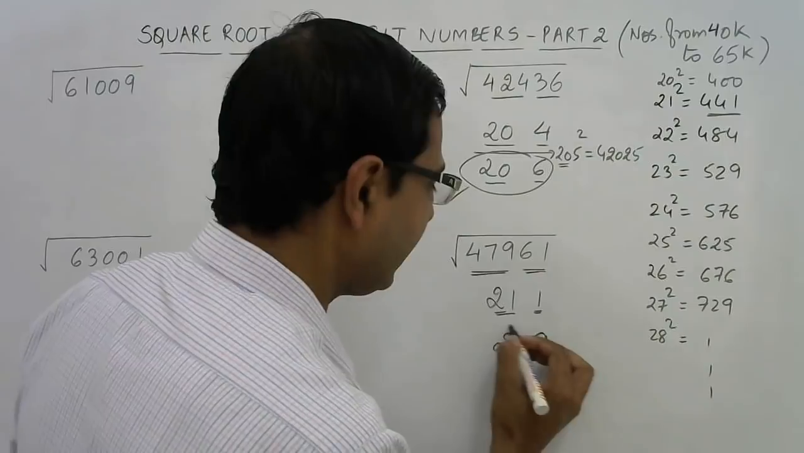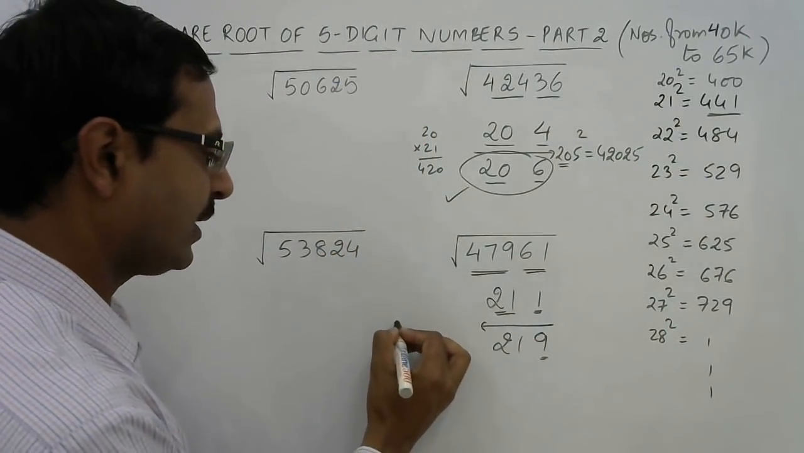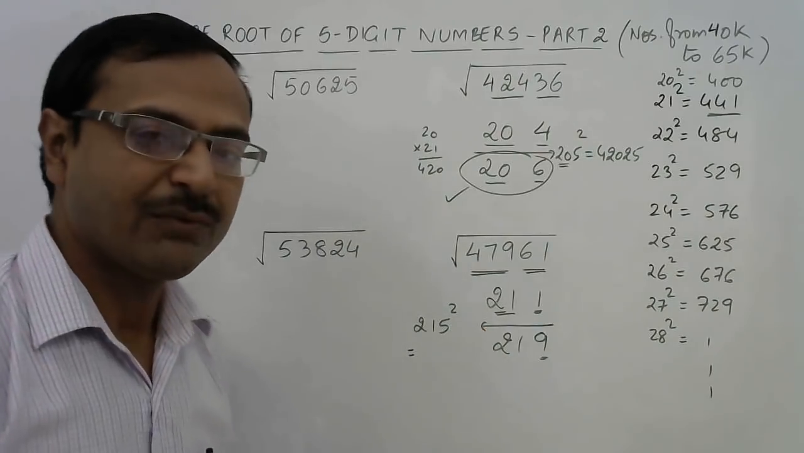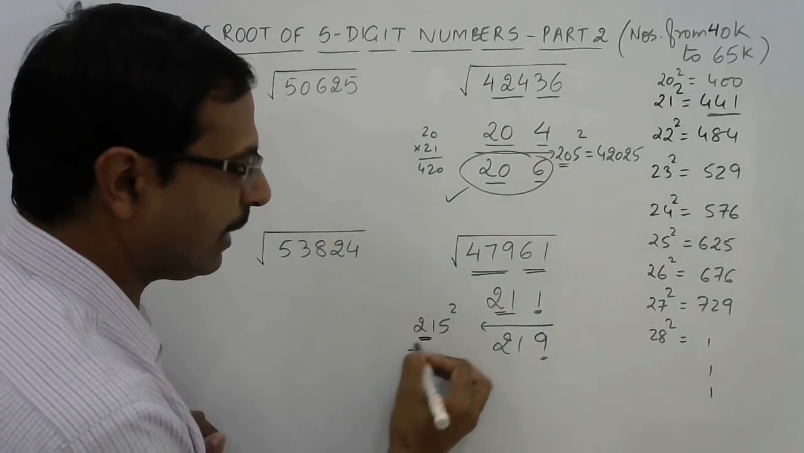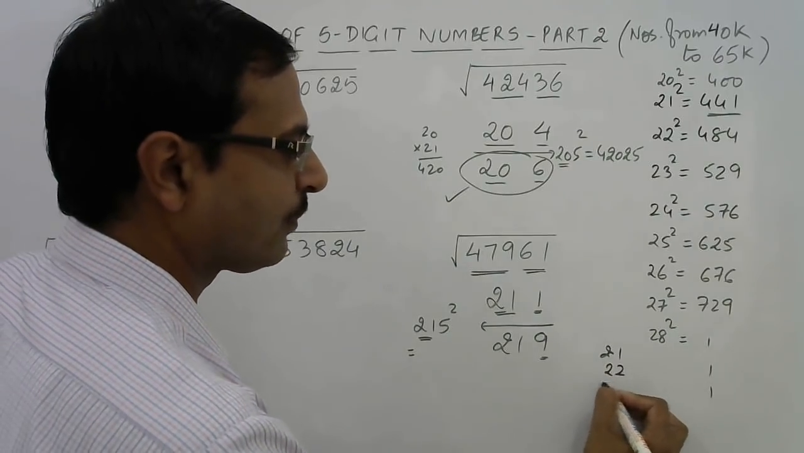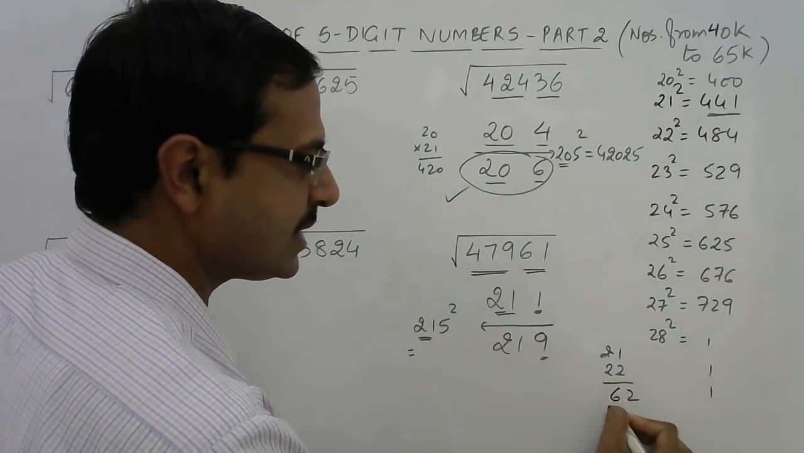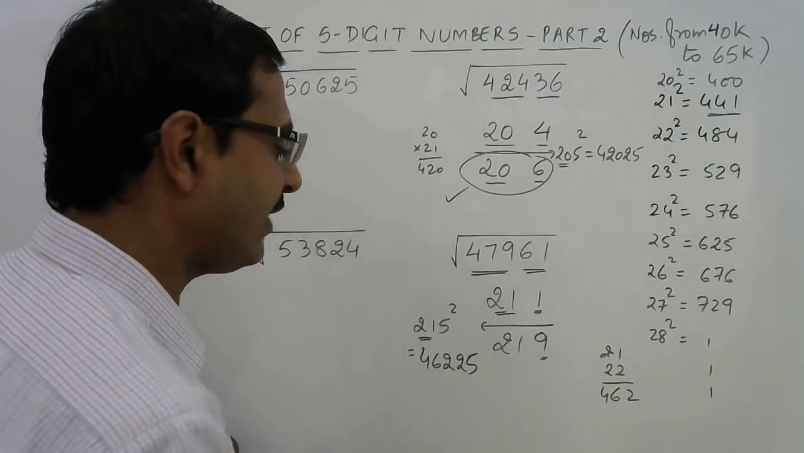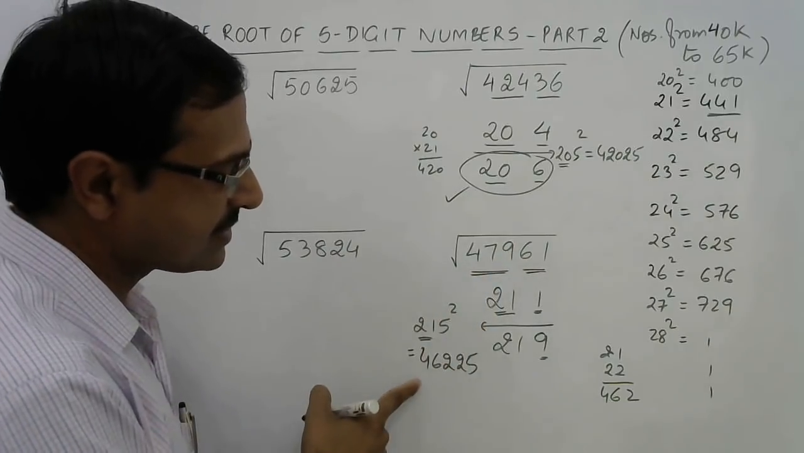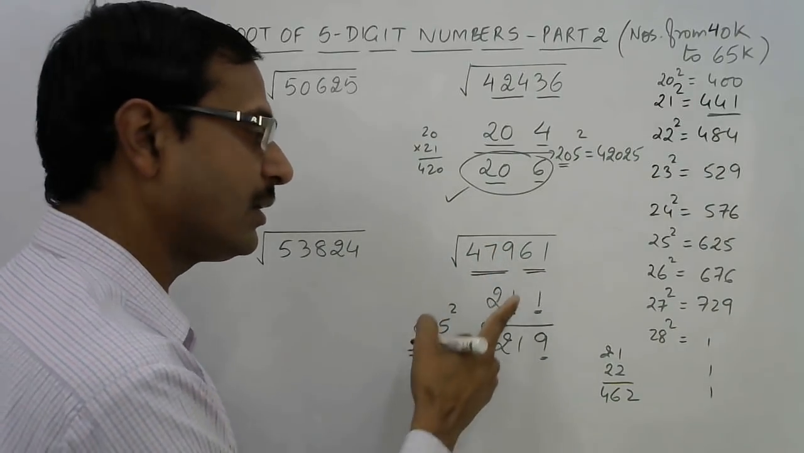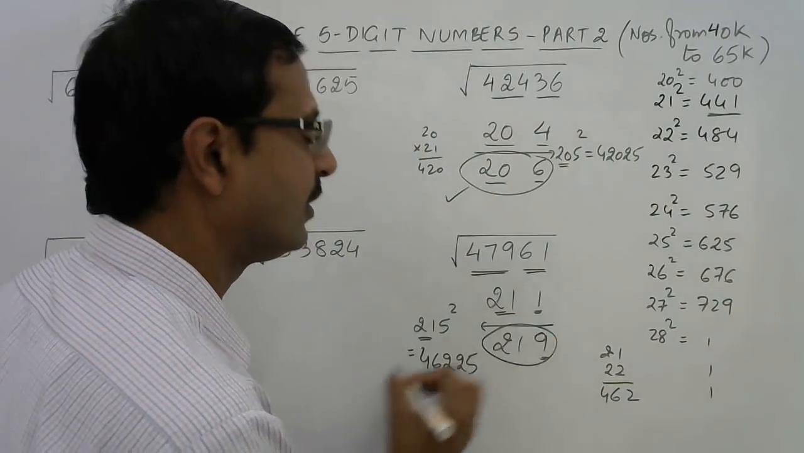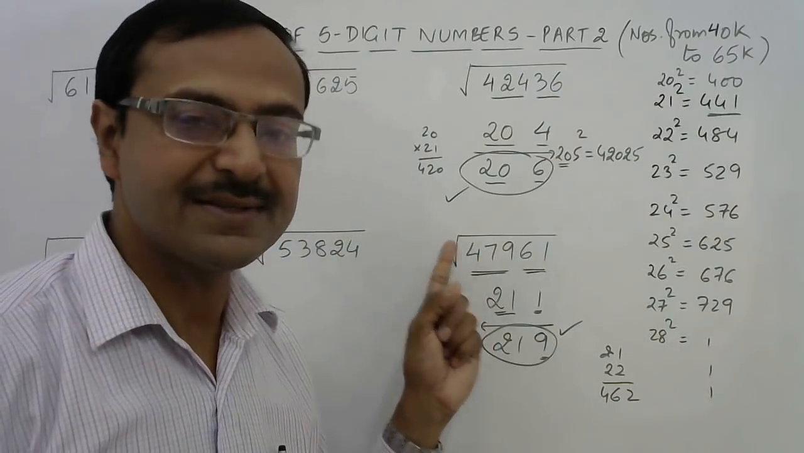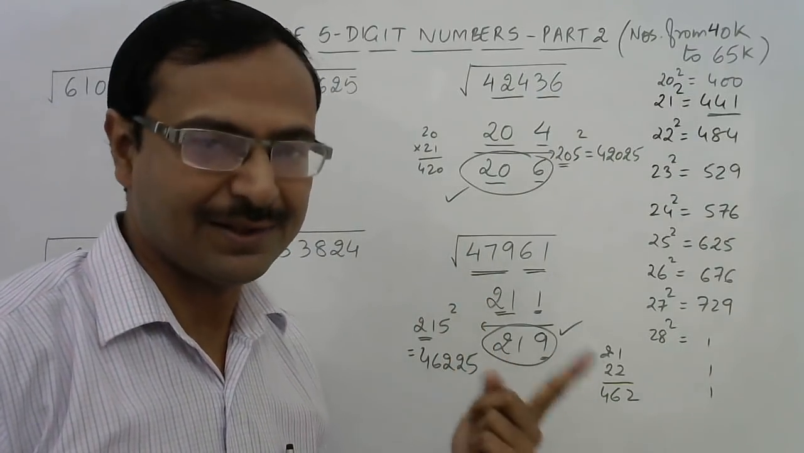Now how do you check that? Take the intermediate number. This is 215 square. And what is 215 square? For that we need to multiply 21 by its consecutive 22. This is 462, and follow it up by 25. Now compare this number with this. This is more than this. So the number which is greater will be the final answer for our square root of 47961. So 219 is our answer.